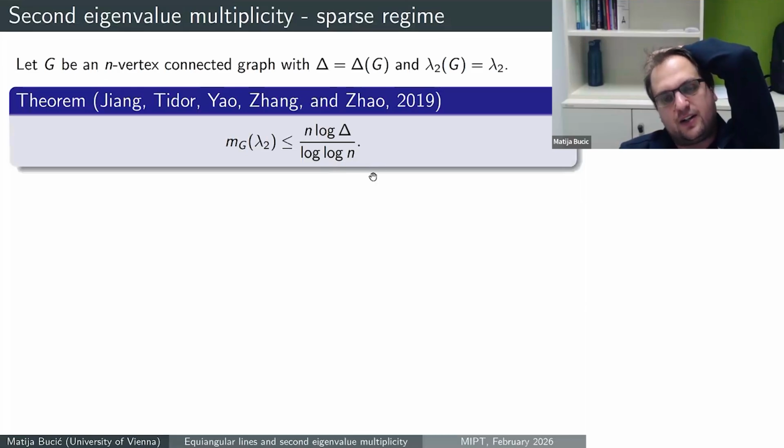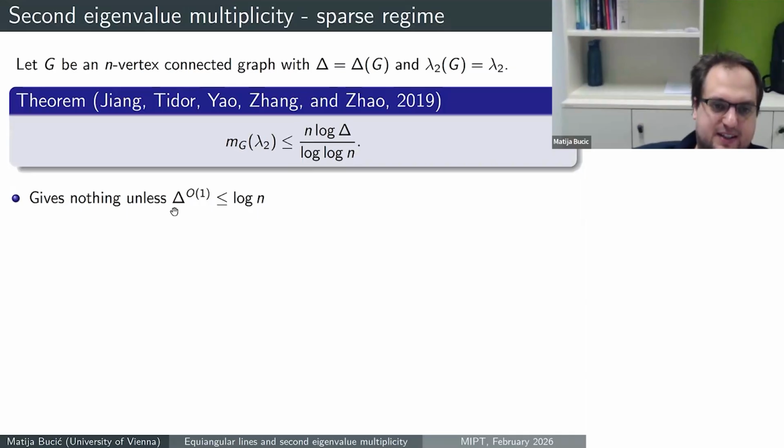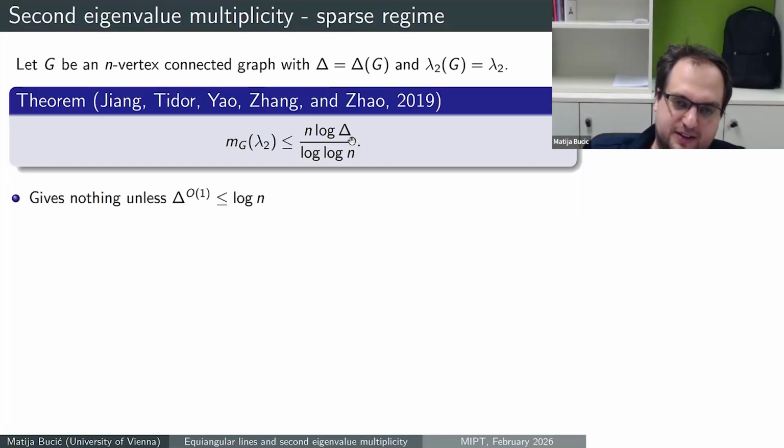And this is where their result in the equiangular lines is coming from. So the type of bound that they proved here is of the form n times log max degree divided by log n. So if we stare at this for a moment, you'll realize that actually this gives you nothing unless the maximum degree is smaller than a small polylog of n. And the reason is that if this log delta in the denominator is bigger than the log n in the denominator, then you just get a bound that is worse than n here. And n is always a trivial bound on the second eigenvalue multiplicity. So this gives you absolutely nothing in that case.